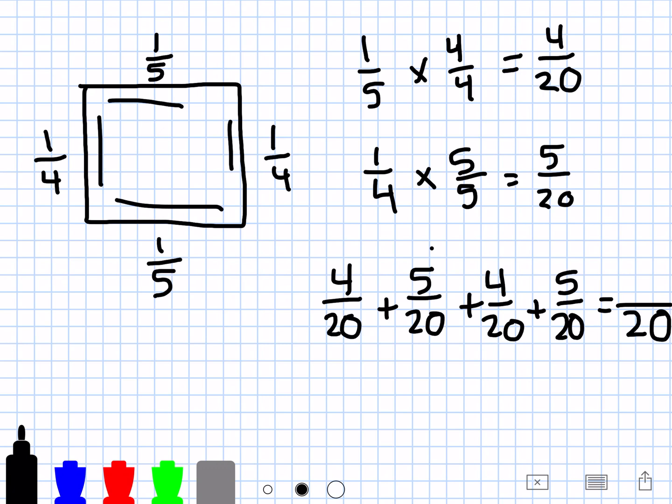And now I can add. I'm going to do a little shortcut for my brain. I'm going to say 5 plus 5, that's 10. 10 plus 4, that's 14. 14 plus 4, that's 18. Now, of course, we could reduce this, but for our purposes, we won't. So for our answer here today, we are going to say the perimeter of this particular shape is 18/20 units.